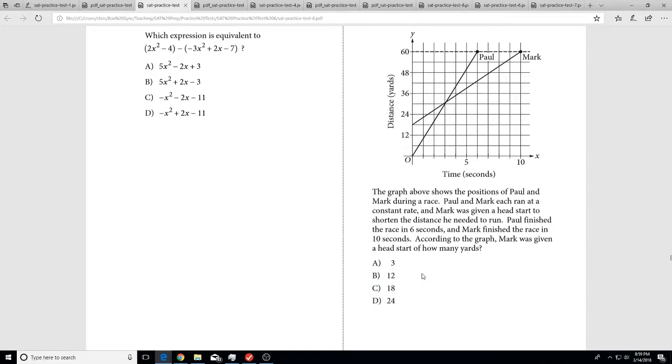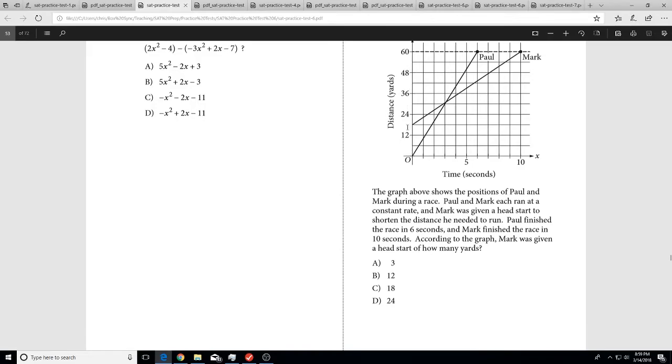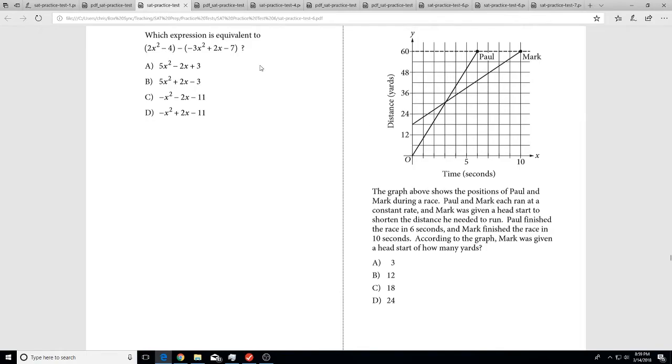It's important to notice your scale here. Each one of these boxes is not 1. They didn't label this one, but they labeled this one as 12, which means this one must be 6. So we're going up by 6s. So you have to be careful of that, and you'll see that in another problem I have picked out.